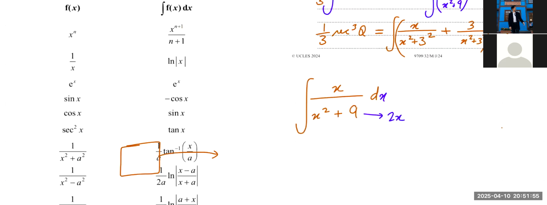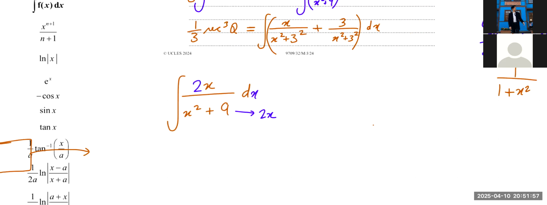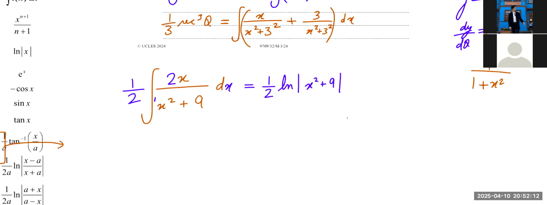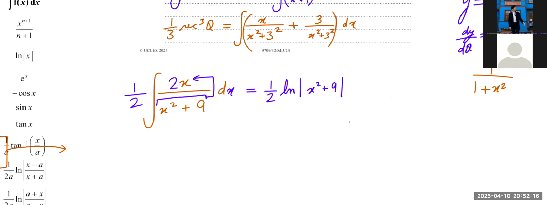I do remember that there's a rule. Yes. So by putting a 2 here and a 1 over 2 outside, we can now see that the derivative of the bottom is present at the top, which means that I can directly write down natural log of the bottom. That's the rule, okay? So if the derivative of the bottom is present directly at the top, simply do natural log of the bottom and call it a day. Now let's look at the second one.